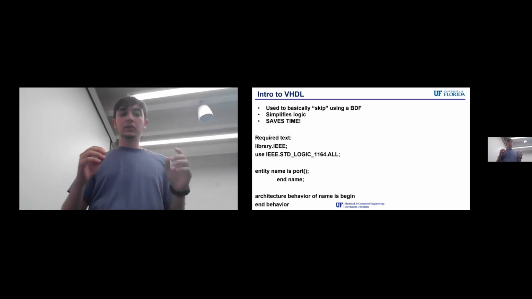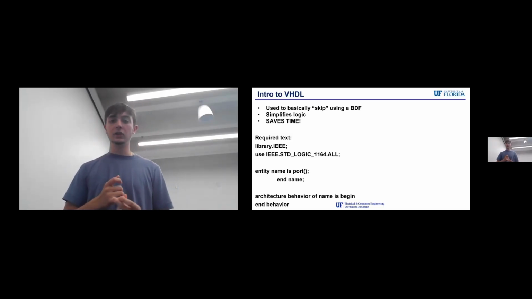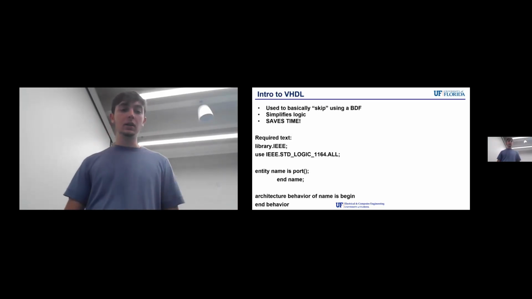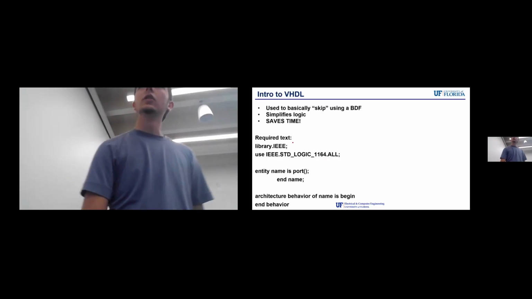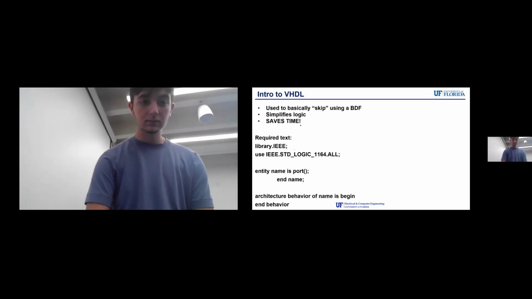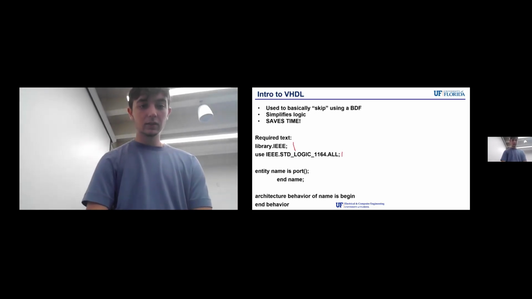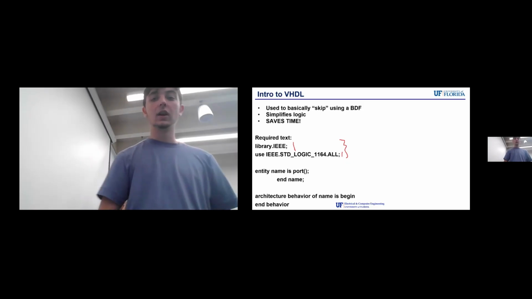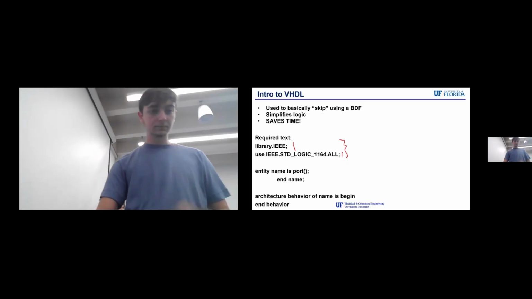So with that comes this required text. This is required in every single type of VHDL code, no matter what. So here we have these two lines, this line and this line, which are necessary. It's like if you learn Python, it's like an include or an import for a library.